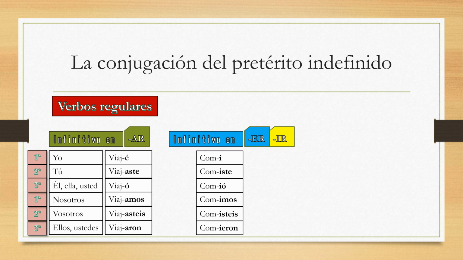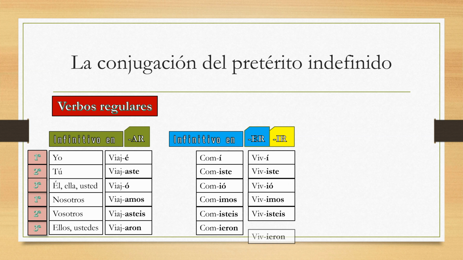This is verbo comer, verbo ER. Viví, viviste, vivió, vivimos, vivisteis, vivieron, verbo vivir, verbo IR, and both verbs have the same conjugation. So you only need to remember one form for both ER and IR verbs that are regular.